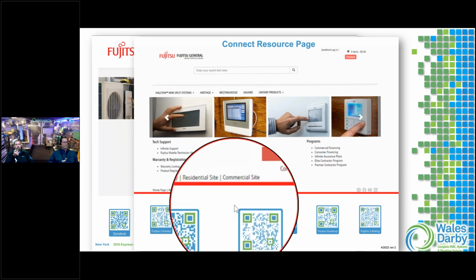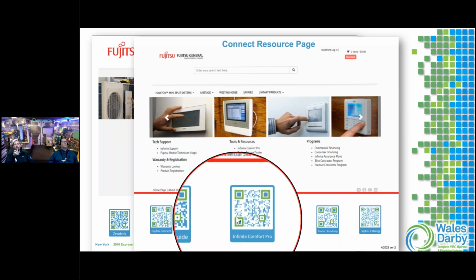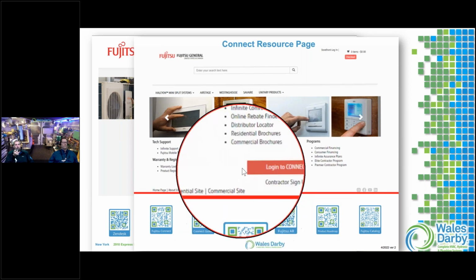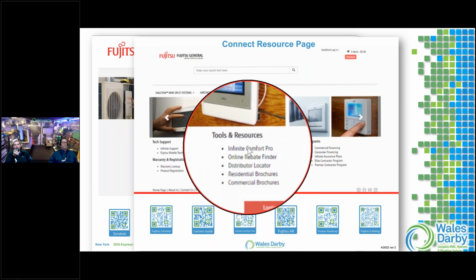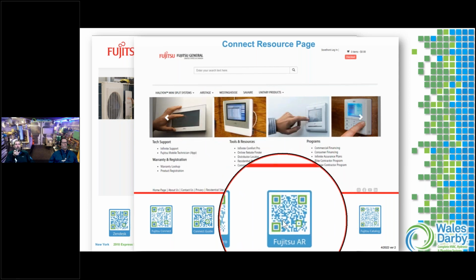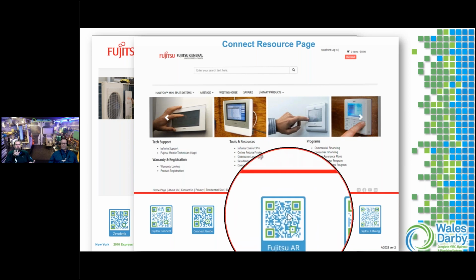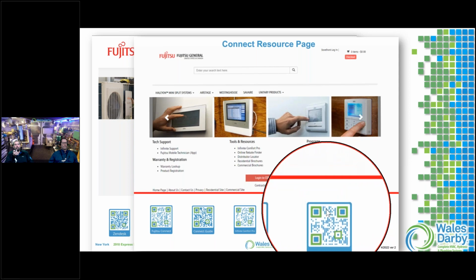So stay tuned. There's your Infinite Comfort Pro. So scan that. It's going to give you the link where you can download it. You also got it up here. Again, if you're on a Connect page, you can just click on that Infinite Comfort Pro link, and that's going to be another access for you. We have the Fujitsu AR. So again, that's going to be that little Snapchat filter for your homeowners so you can show the actual equipment on the wall. We have the product roadmap.